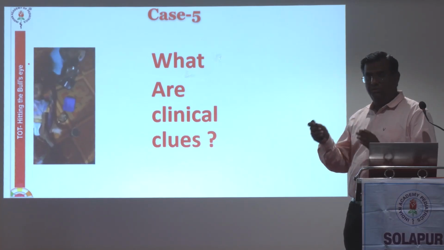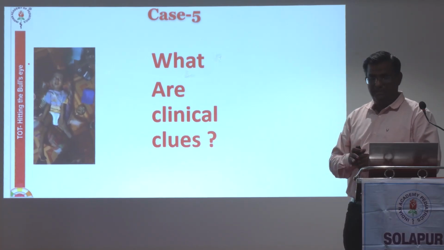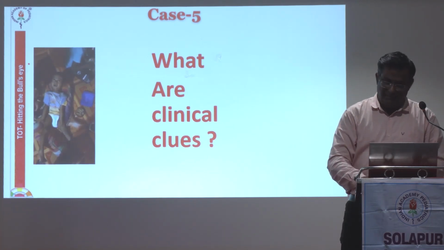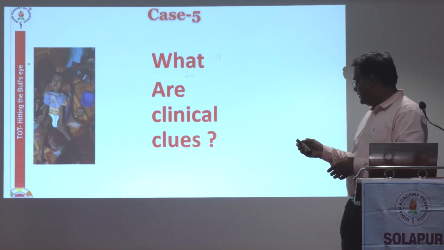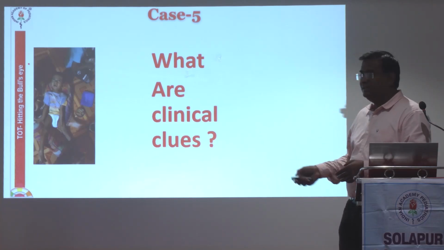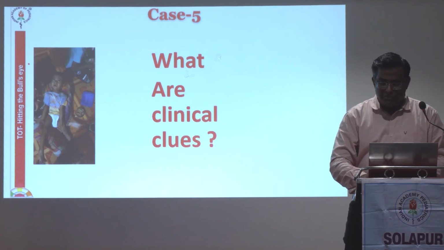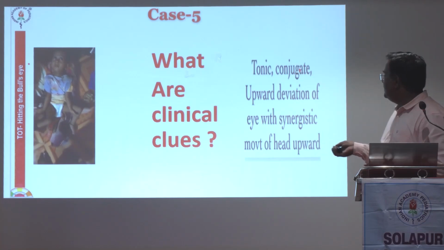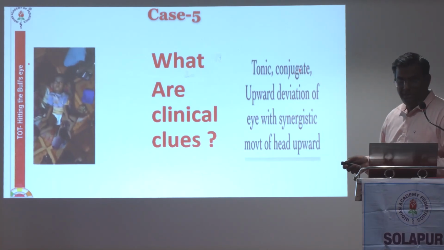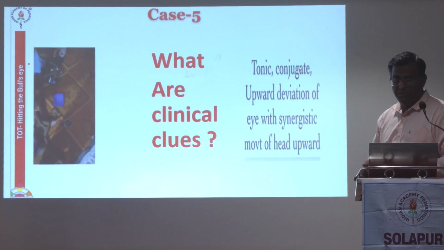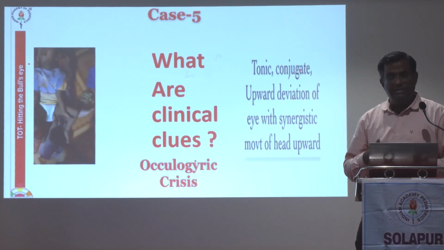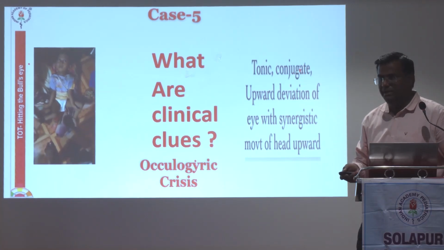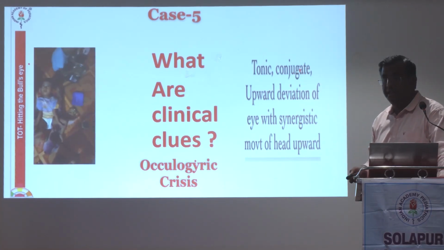So how will you describe these movements? Just describe the movements, then we will come to the condition. Dystonia is there, classical dystonia. Classical ocular movements are there, so we can describe it as a tonic eye, upward deviation of the eyes with synergistic upward head movement. As madam has already told, this is the oculogyric crisis, an extrapyramidal symptom, a dyskinesia that can be labeled by various names.